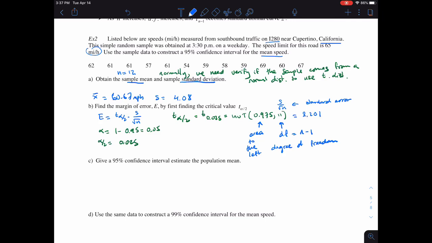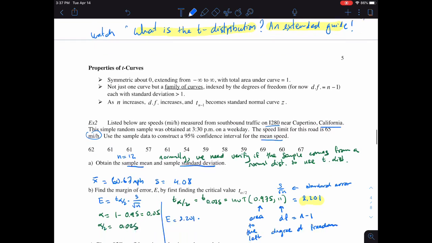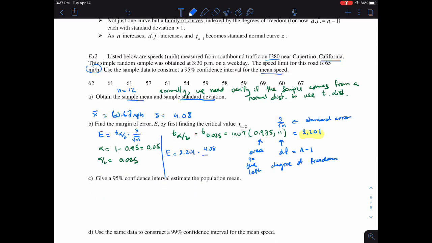And I'll walk you through how to do this using the long way and also the short way in a second. But anyway, we got the critical value. So now we can figure out our margin of error, which is 2.201 times s, which was 4.08, divided by the square root of n. n is 12, and that's going to be what? Let's do that really quick. So we got 2.201 times 4.08 divided by the square root of 12. So that's going to give us 2.59. Okay, so that is the margin of error.